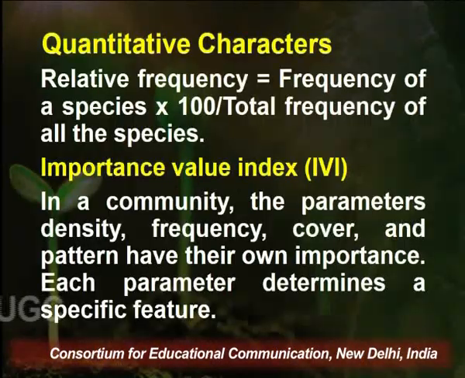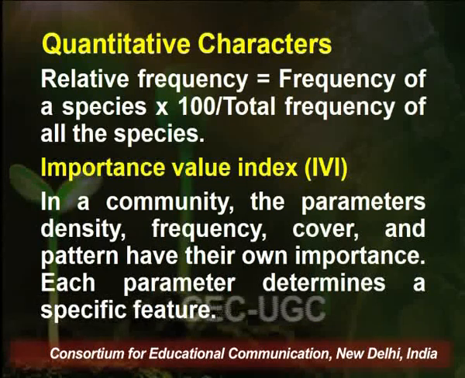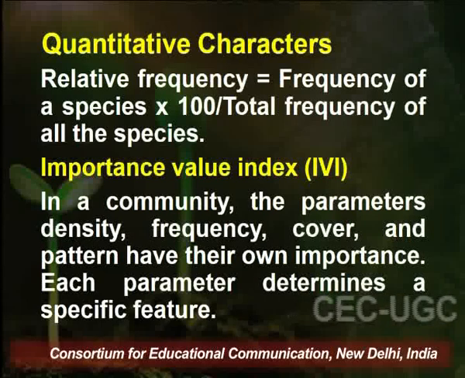So, a high frequency shows greater uniformity and dispersion, and the frequency of a species relative to other species in a community is referred to as relative frequency. How do we calculate relative frequency? In the slide, you can see the relative frequency is calculated by knowing the frequency of a species, dividing it by the total frequency of all the species, into 100.